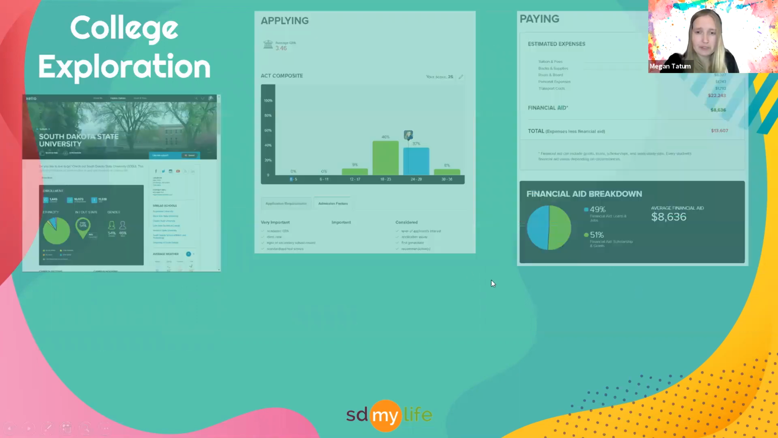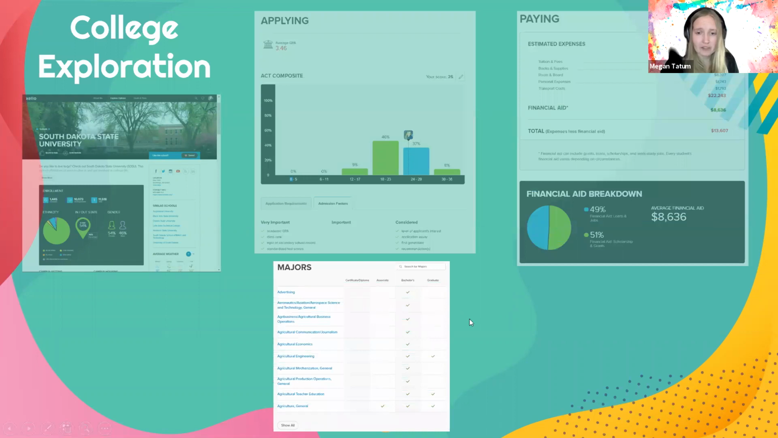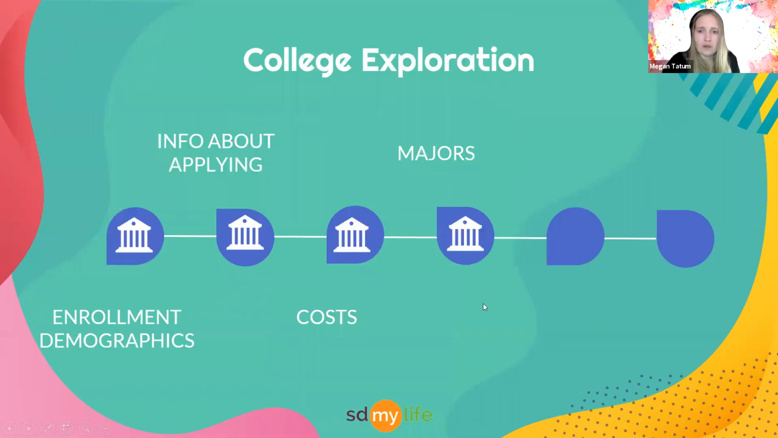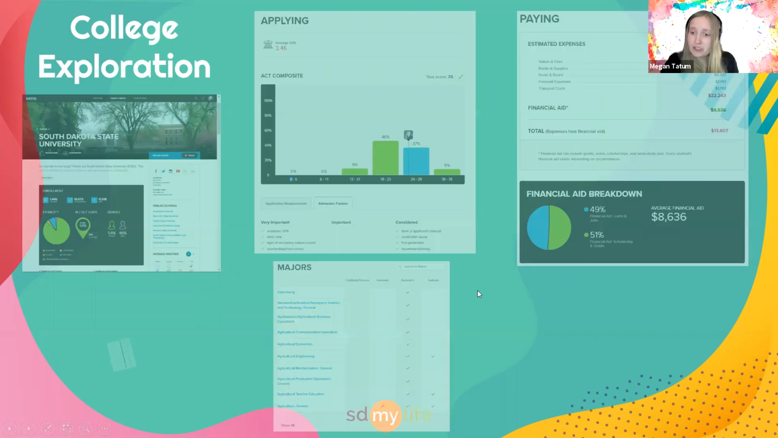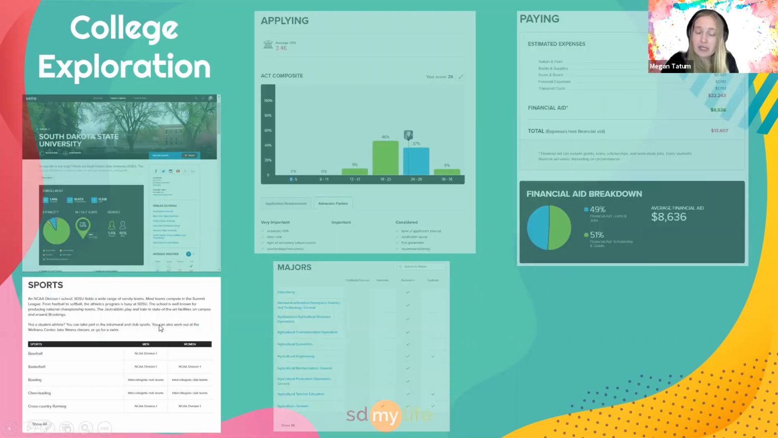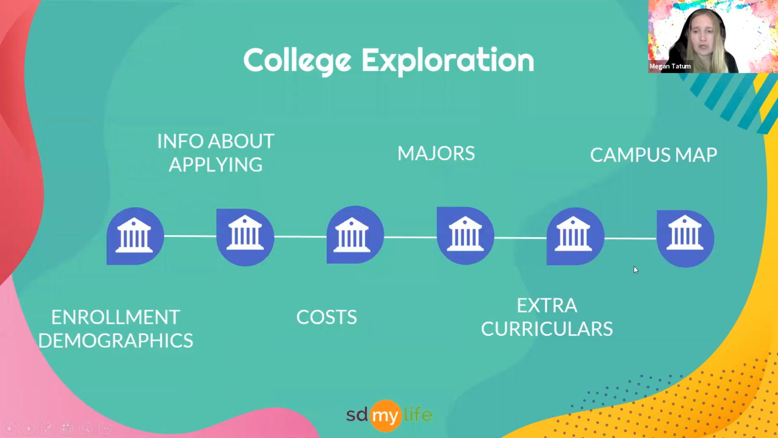Then there's majors. You can see the different types of majors that are offered at a school. You can see the different levels as well. So whether it's a diploma, associate's, bachelor, or graduate. Extracurriculars. So if you're interested in sports or activities, you can learn more about that on SD My Life. And then there's also a campus map.